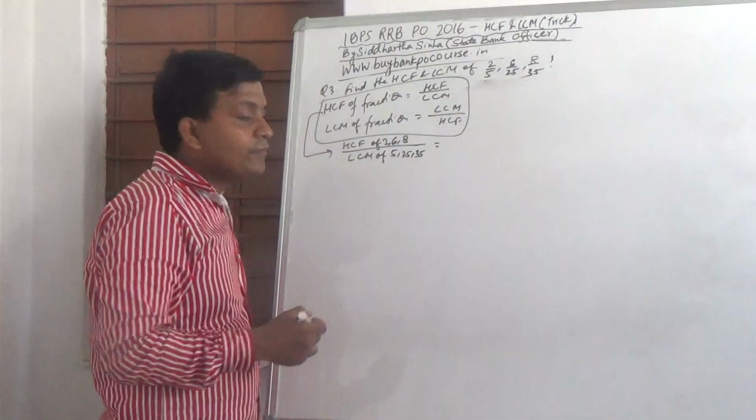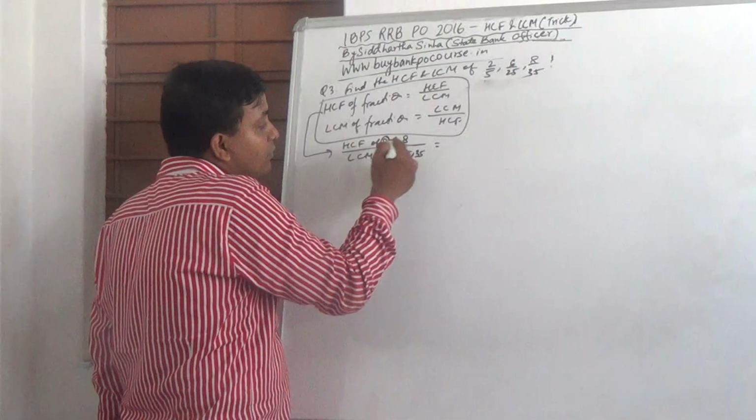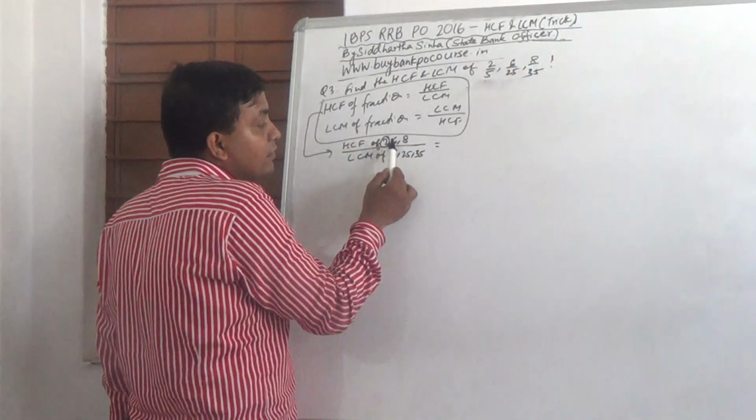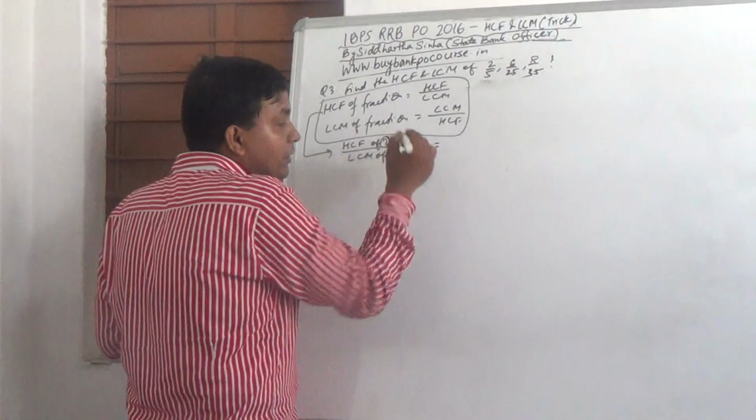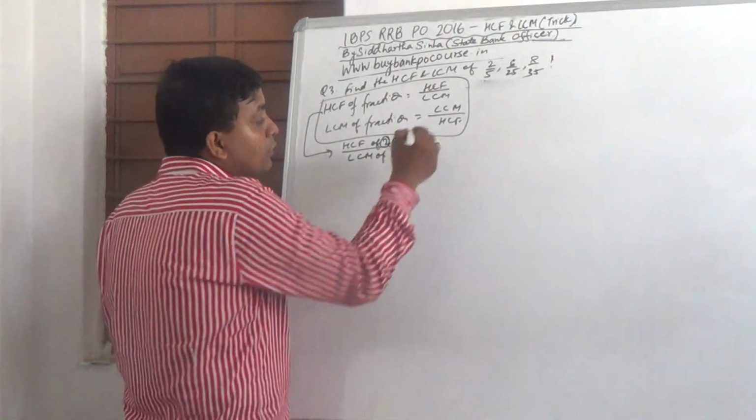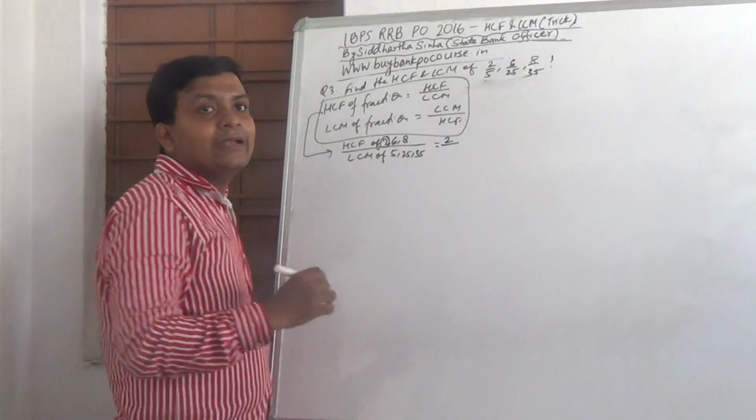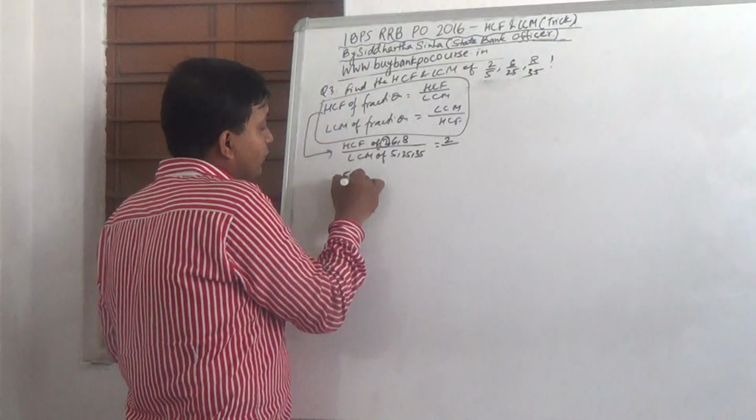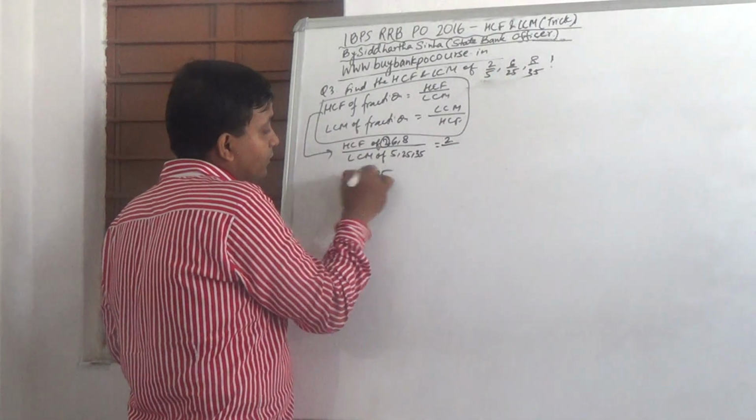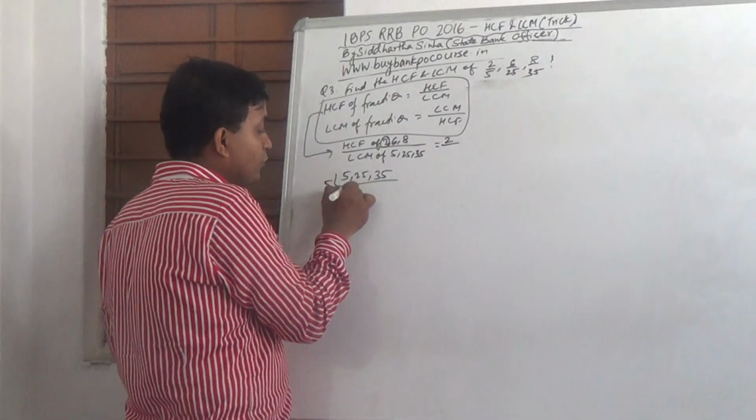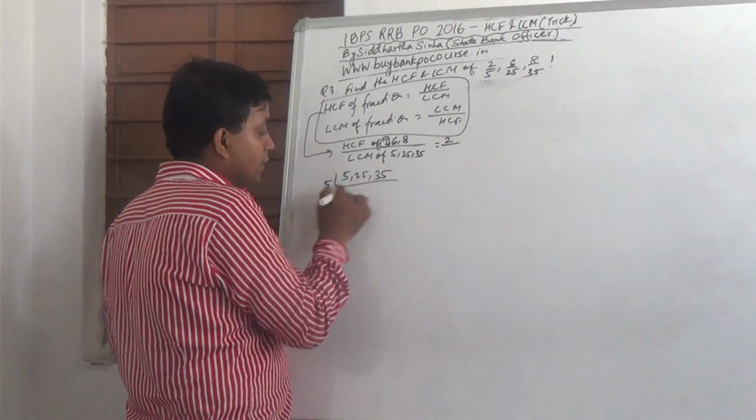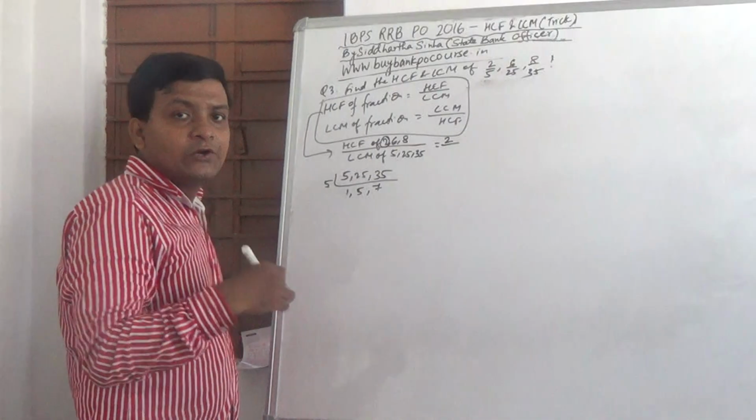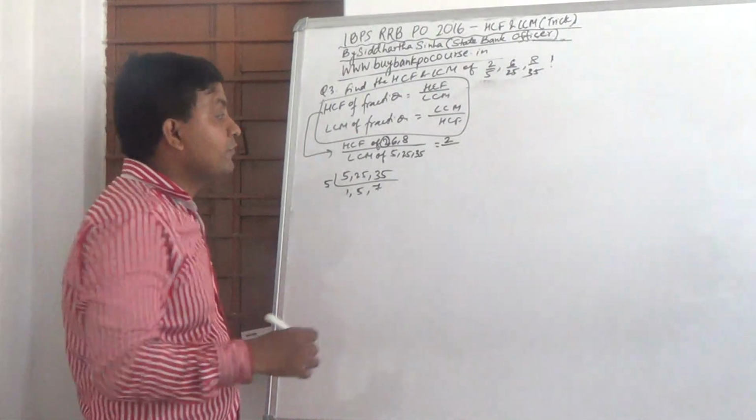So HCF is the smallest number here, and every number is even: 2 is even, 6 is even, 8 is even. Among the even numbers 2 is the smallest, so 2 will come here, divided by how much? 5, 25, 25. Take the LCM. 5 comes outside. 1, 5, 5. 5 fives are 25. 25 multiplied by 1 is 25.